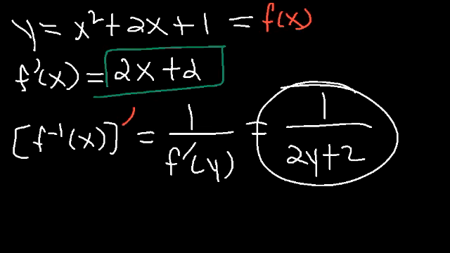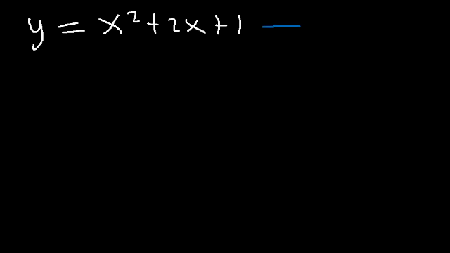Now let's see if we can get that same answer using implicit differentiation. So y is equal to x squared plus 2x plus 1. So this function is associated with the original function f of x. To do implicit differentiation, to find the inverse function that way, make sure you switch x and y.